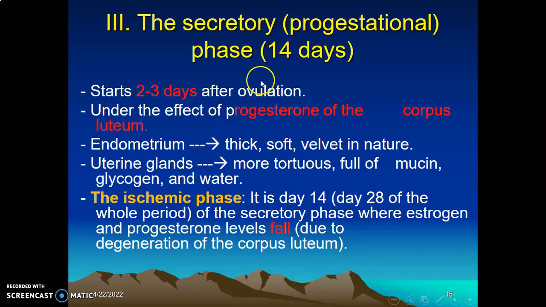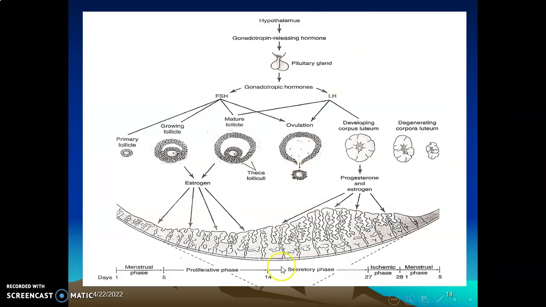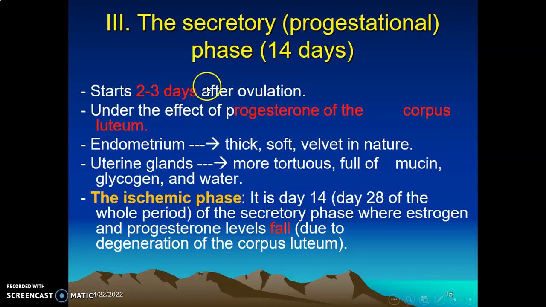So what happens in this secretory phase? It corresponds with the progesterone phase, that is after day 14, and this progesterone phase is the luteal phase because it's under the influence of progesterone. Proliferative phase is under the influence of estrogen. Ovulation is under the influence of LH. So secretory phase, mainly progesterone. It starts 2 to 3 days after ovulation under the effect of progesterone, which is being produced by the corpus luteum. So the endometrium becomes thick, soft, and velvety in nature, and the uterine glands become even more tortuous, filled with even more mucin, more glycogen, and water.